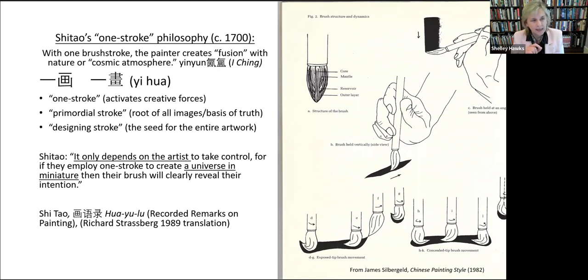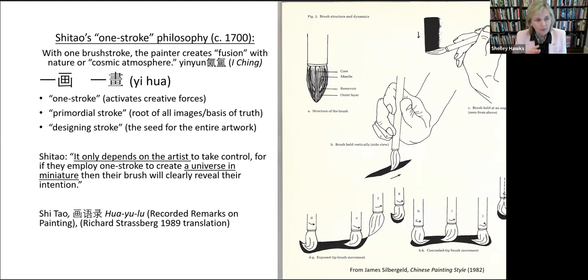So a key concept defining the one-stroke philosophy: with one brushstroke, the painter creates fusion with nature, or you could say a cosmic atmosphere. It's hard to translate, but the Chinese text talks about yin yun, this concept, which originated in the ancient Book of Changes, the I Ching. And so fusion and cosmic atmosphere are two different translations for the same term.